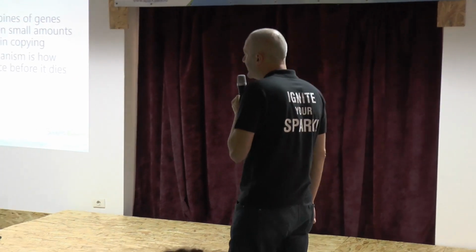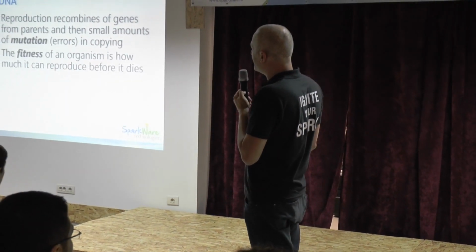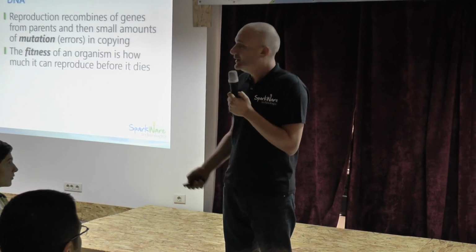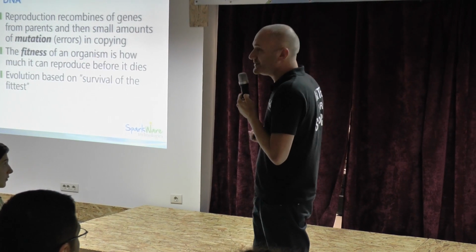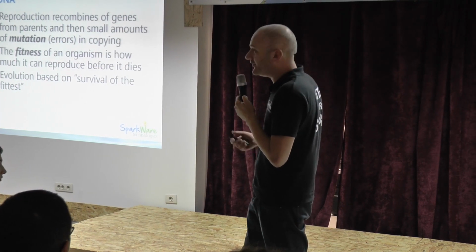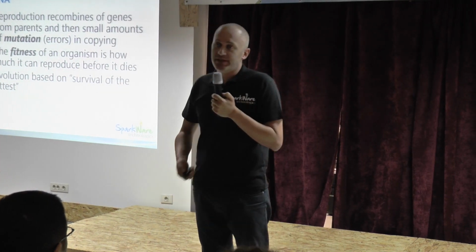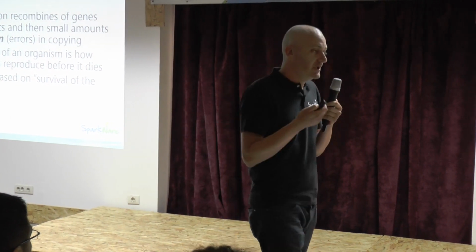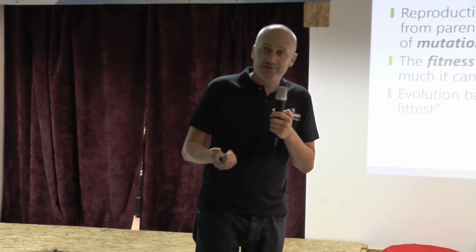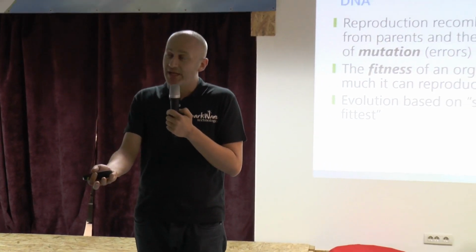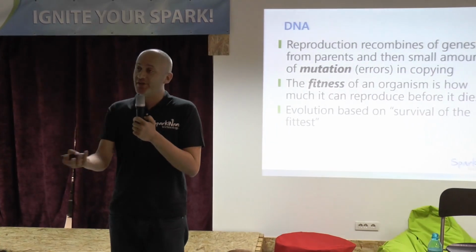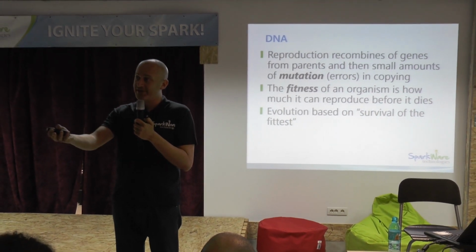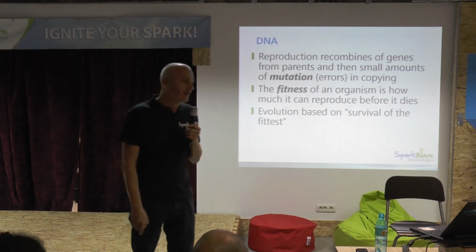The fitness of an organism is how much it can reproduce before it dies. Basically, it means how successful I am. And it comes from Darwin's idea of evolution, survival of the fittest. So basically, the more fit an organism is, the more likely it is to survive and therefore have more offspring, and therefore the better, more successful solution is going to survive to the next generation and keep on evolving.